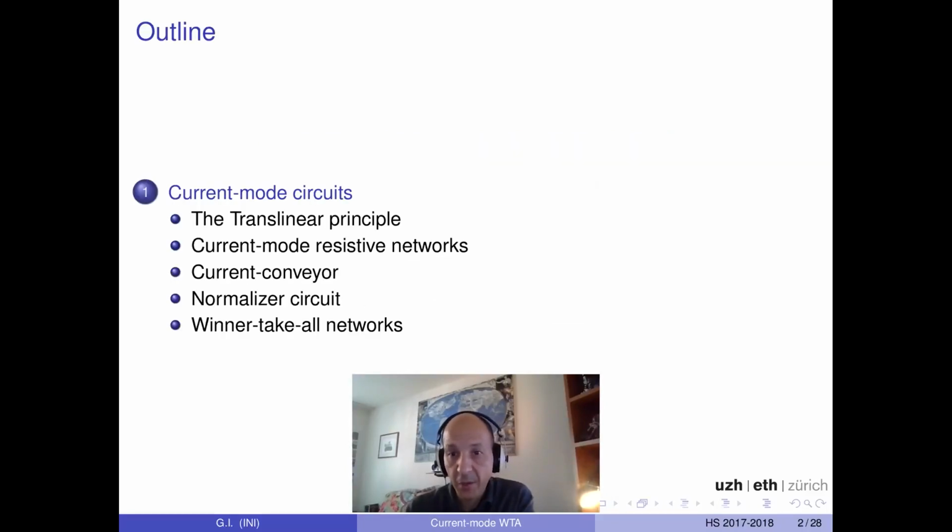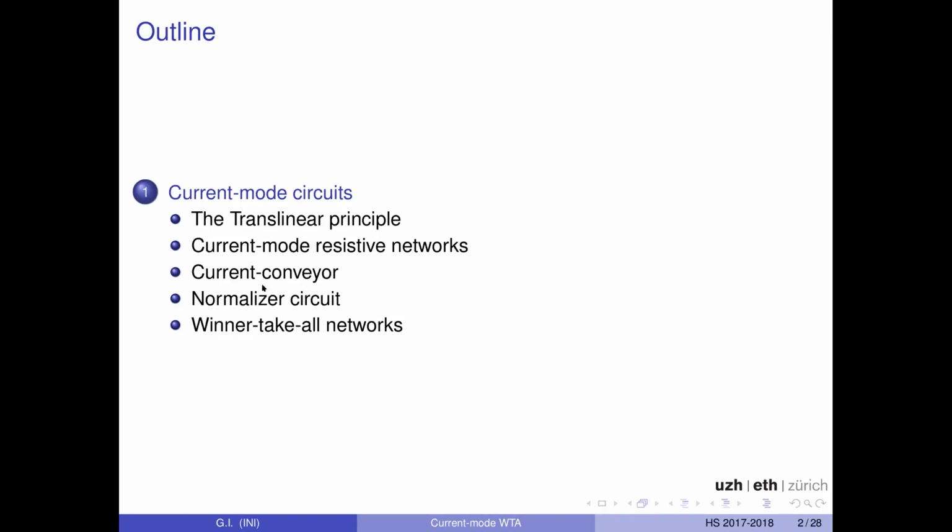For today's lecture, we will be looking at different topics. The first one is the translinear principle, what this means and why it is useful. We will look at resistive networks and current mode resistive networks. Then I'll describe a basic building block that is very useful in dealing with current mode circuits, which is called the current conveyor. It's equivalent to the op-amp in voltage mode circuits.